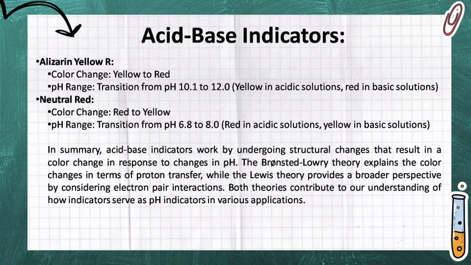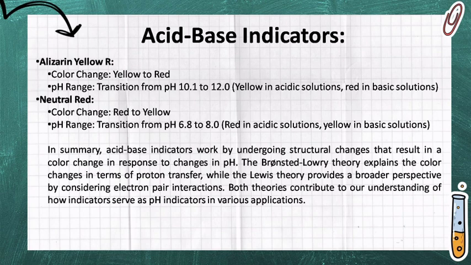Ninth, alizarin yellow R. Color change, yellow to red. pH range, transition from pH 10.1 to 12.0, yellow in acidic solutions, red in basic solutions. 10th, neutral red. Color change, red to yellow. pH range, transition from pH 6.8 to 8.0, red in acidic solutions, yellow in basic solutions.